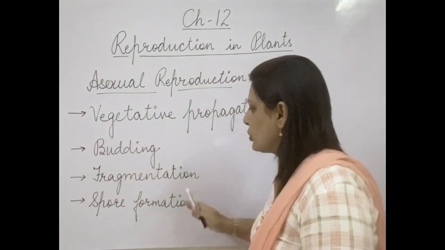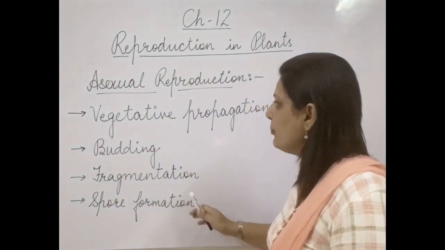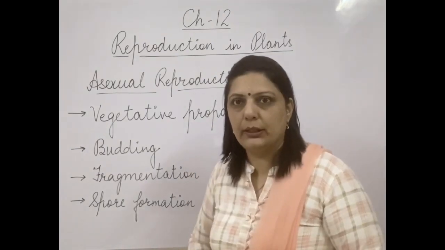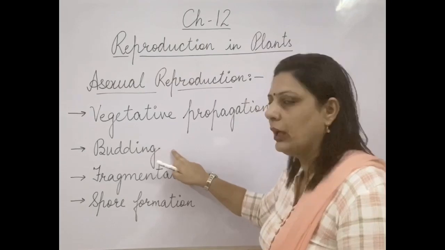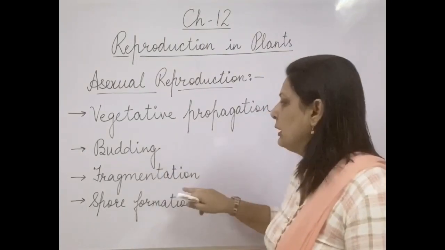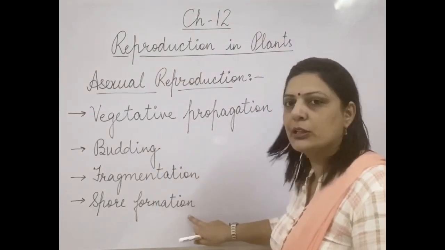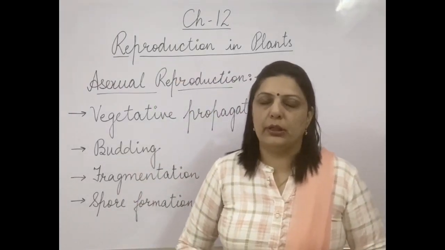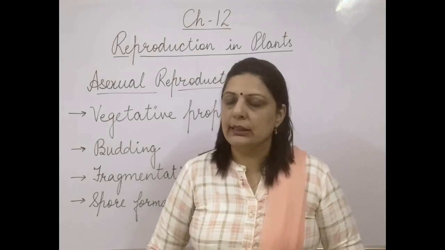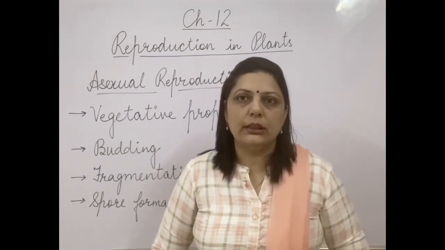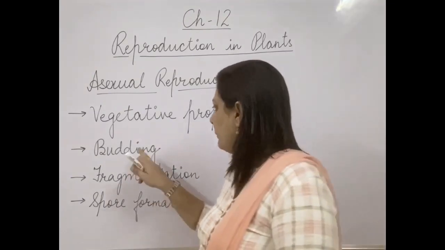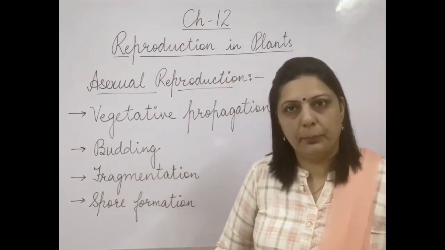There are 4 modes of asexual reproduction given here. We have already discussed different types of vegetative propagation. Then we have budding, another mode of asexual reproduction, then fragmentation and spore formation. These are the types of asexual reproduction included in your syllabus. So, after discussing vegetative propagation, next we have to discuss budding in detail. So, let us begin with budding.